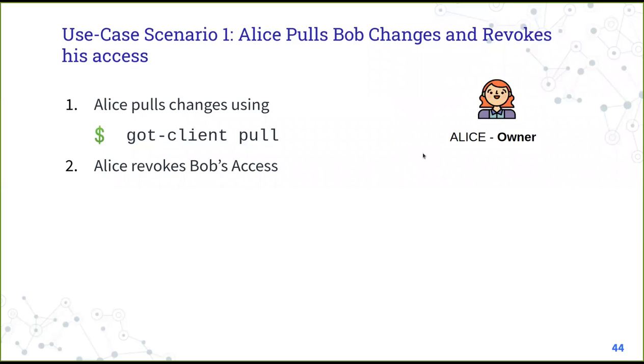And finally, our last part for the use case scenario will be Alice trying to pull Bob's changes. And after that, she decides to revoke access from Bob.